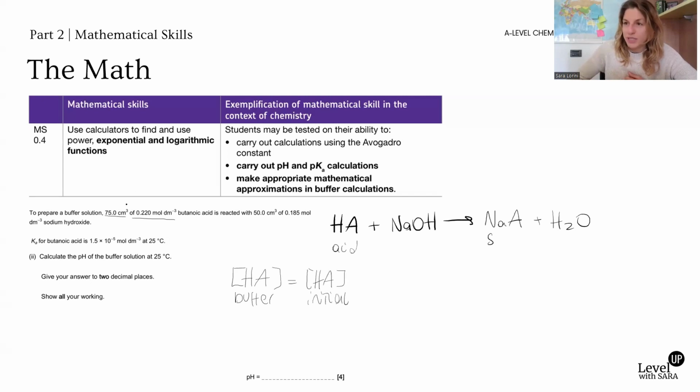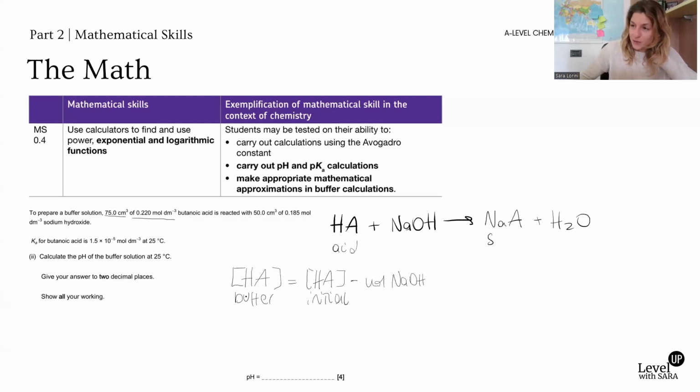So the initial would be these two values that are highlighted, but minus how much it reacted. So it would be minus the moles of the NaOH, because the NaOH has reacted with it. I hope you understand. This is a step that is so easy to miss and to make a mistake on, because we need to understand chemically what is happening. Mathematically, as you can see, it's a bit extensive. There are quite a few steps.